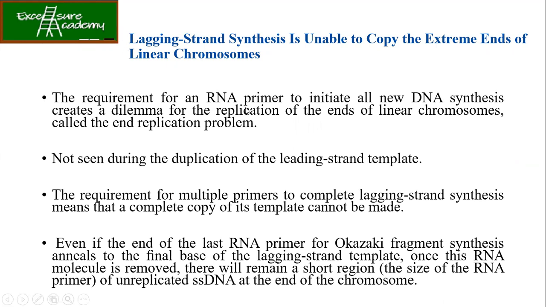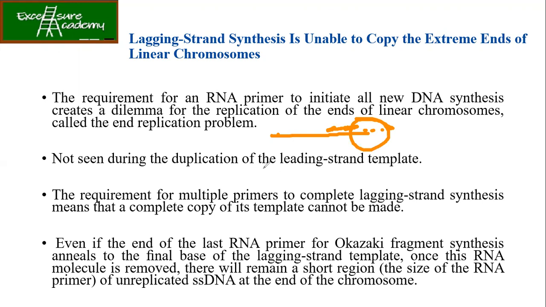So the requirement for an RNA primer to initiate all new DNA synthesis creates a dilemma for the replication of the ends of the linear chromosomes, which is called the end replication problem. अब इसको कैसे solve करें? So guys, कैसा होता है? You have got the lagging strand, ठीक है. अब यहाँ पे आपके रहते हैं RNA primers. अब इस end में कैसा होता है, you don't have the template, तो आगे आप DNA polymerase से इसको synthesize नहीं कर सकते. So कैसा होगा, हर एक बार में वो इतना छूट जाएगा, ठीक है. तो ये problem कैसे solve करनी है, that is what we are going to discuss now.